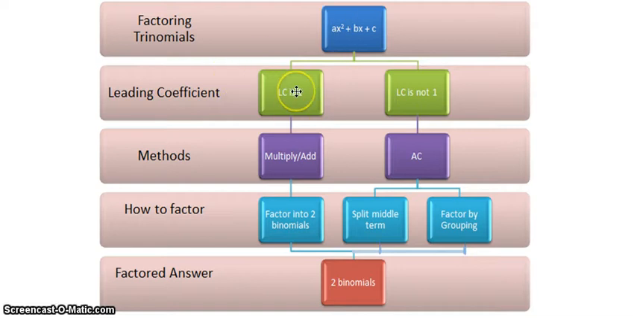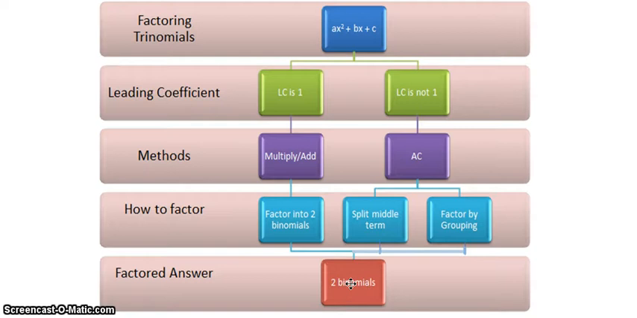If that leading coefficient is 1, we're going to use the multiply and add method, where we are finding two numbers that multiply to equal c and add to equal b. We factor that straight into two binomials. If, however, that leading coefficient is not 1, we're going to use the AC method, where we find the product of a times c. We're going to split that b term, the middle term, into two parts, and then we're going to factor by grouping. As you can see, this method has a few more steps, so we only want to use it when we have to. Either way, our final factored answer will be the product of two binomials.